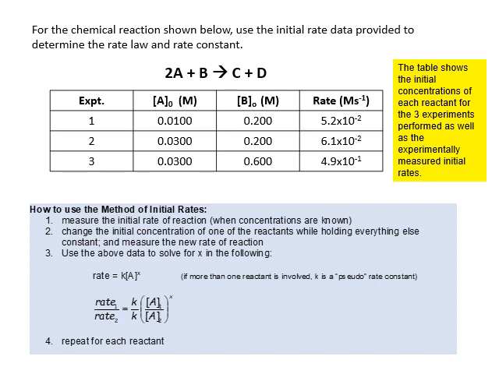As a reminder from lecture on how to use the method of initial rates, first you have to measure the initial rate of the reaction when the concentrations are known. Those are the 3 experiments above. Change the initial concentration of one of the reactants while holding everything else constant and measure the new rate of the reaction. Use this data to solve for x in a generic rate law by comparing the rates for 2 reactions. Repeat the process for each reactant.